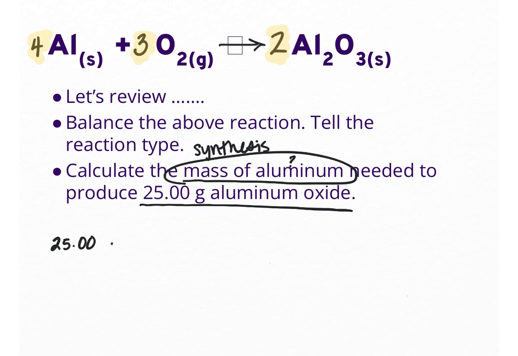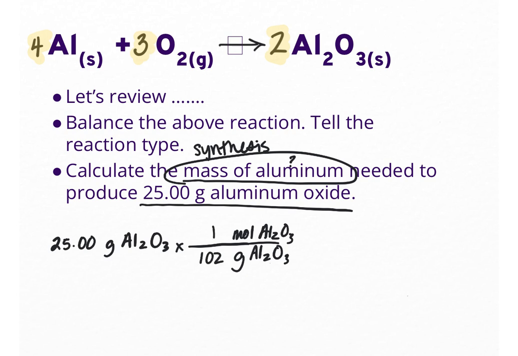So the 25 grams of aluminum oxide, that's how much I need to make. I'm going to convert that from grams to moles. Okay, so I'm going to add up the 2 aluminums and the 3 oxygens. What we find, that is 102 grams in 1 mole. We're then going to use the mole ratio to go from moles of Al2O3 into moles of aluminum.